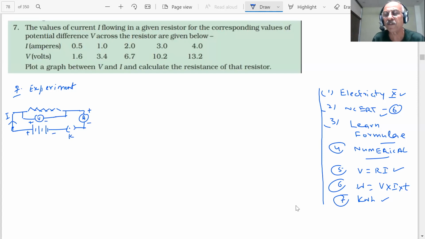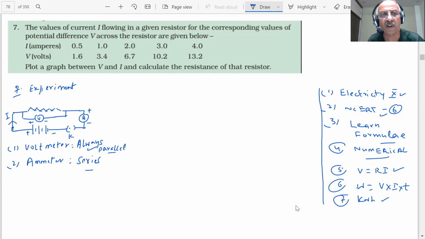Is the voltmeter connected in series or in parallel, students? This question has been asked previously also. How do you connect the voltmeter, in series or parallel? Ammeter is connected always in series and voltmeter is always connected in parallel. Am I right? This question has been asked in the previous lectures which we have given.